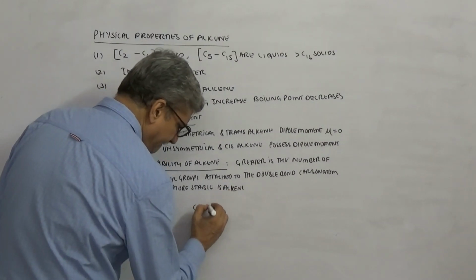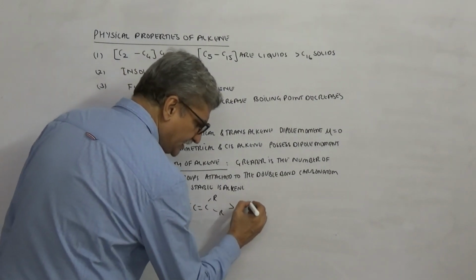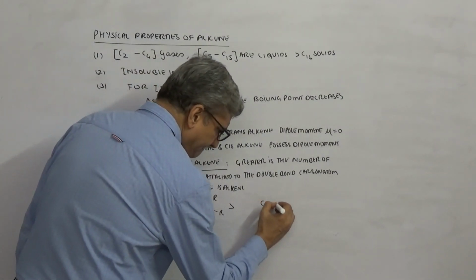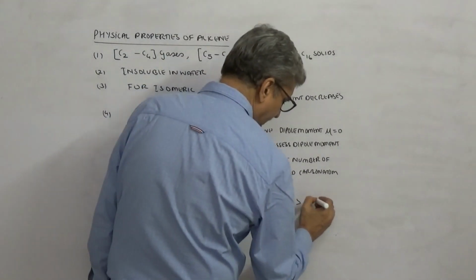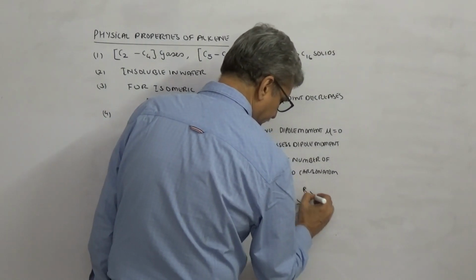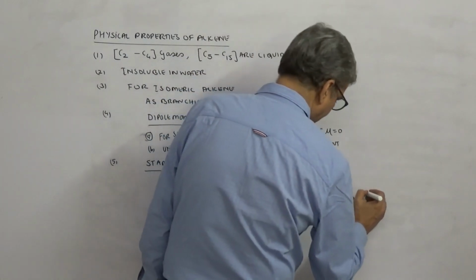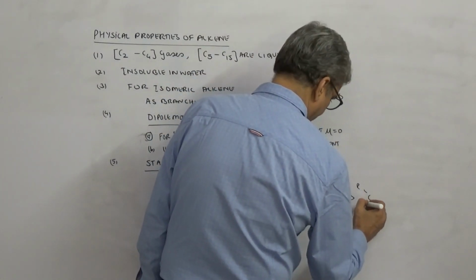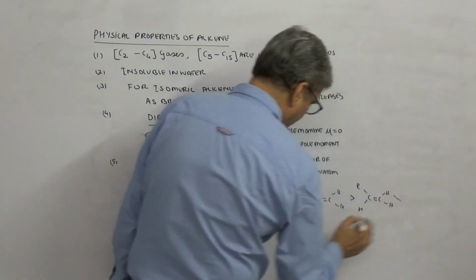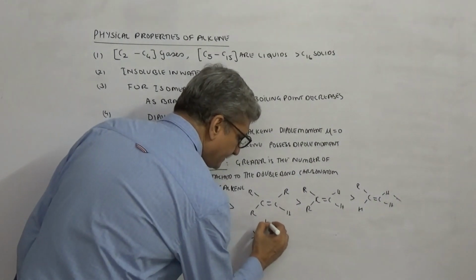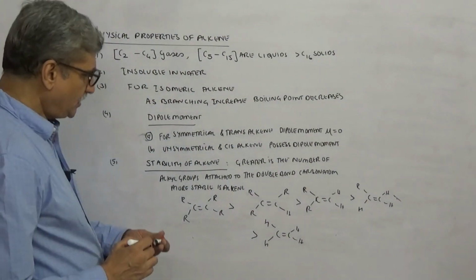So we would have, look at this, its stability will be greater than, it will be greater than, and this will be greater than. So now we look at the chemical properties.